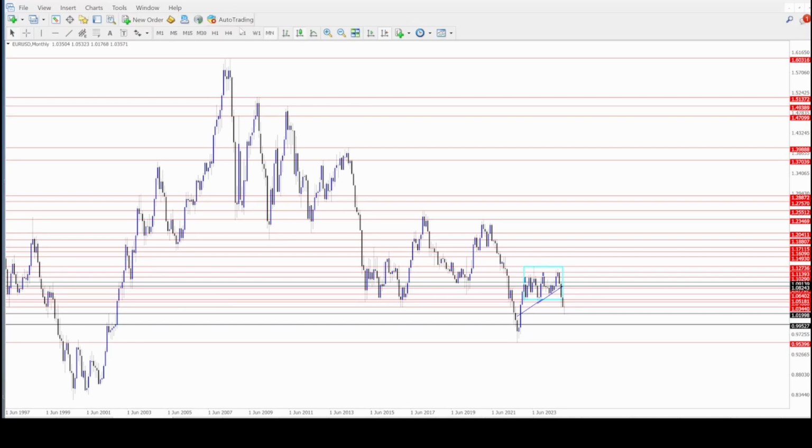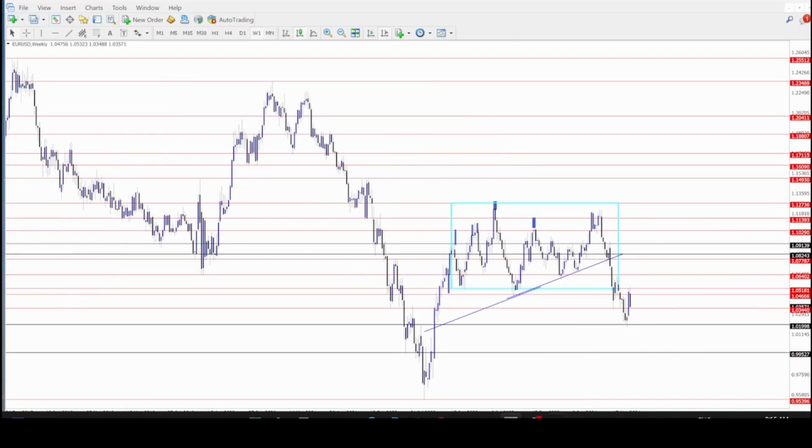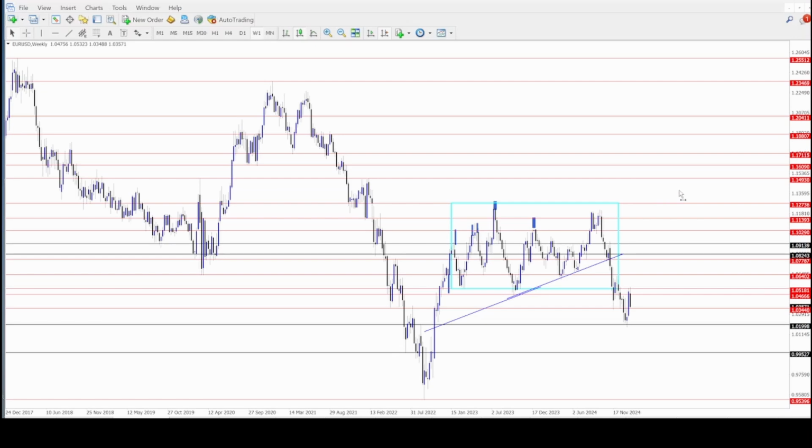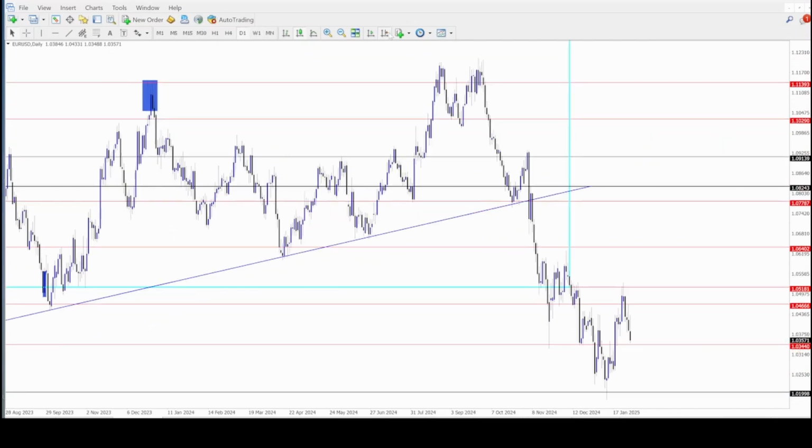Now let's look at the weekly time frame. The weekly time frame tells us that the market has been bearish, and then we have this bearish close right here. So now let's go down to the daily time frame. Let's see what's happening here. The daily time frame has been bearish as well.